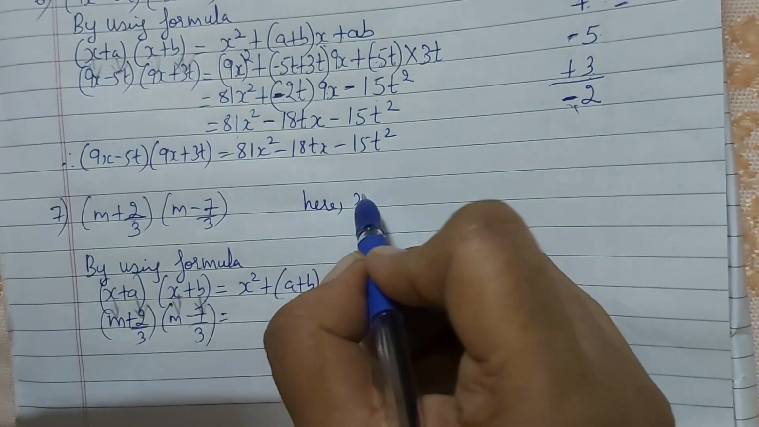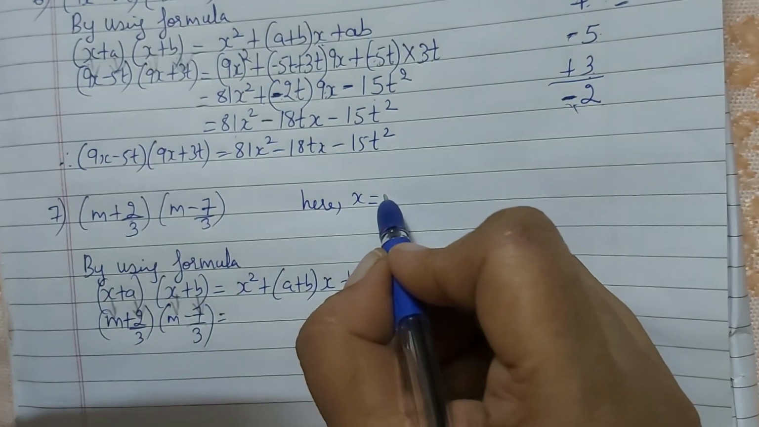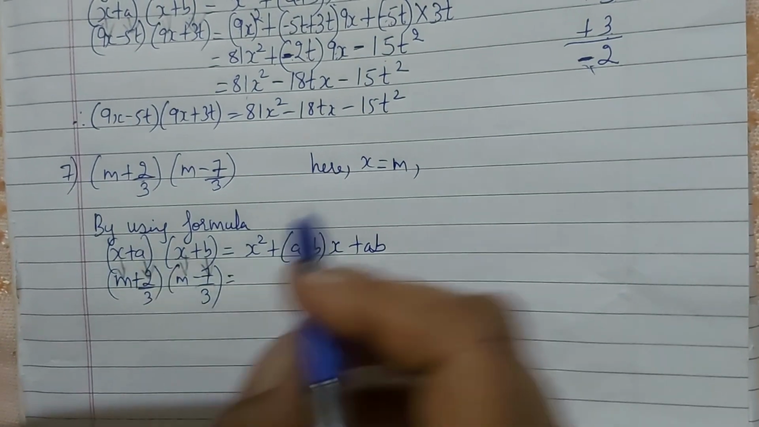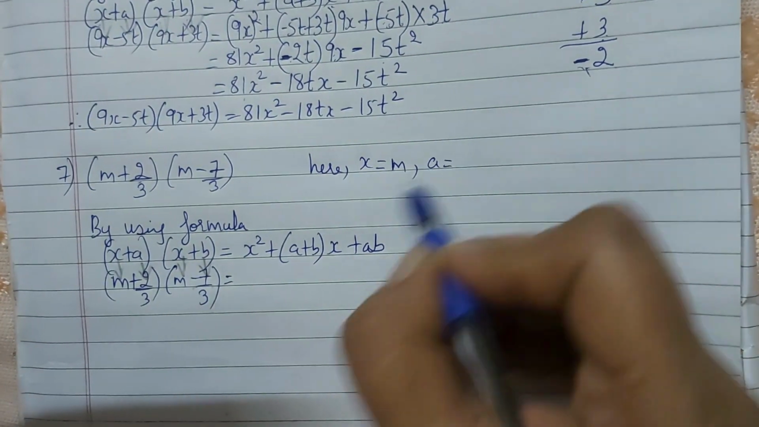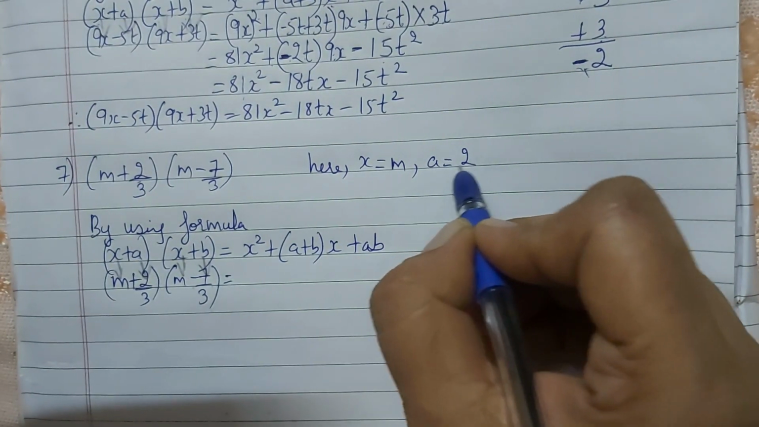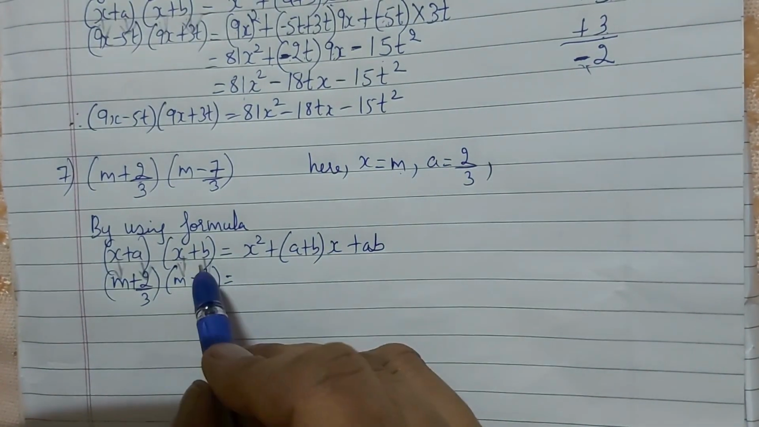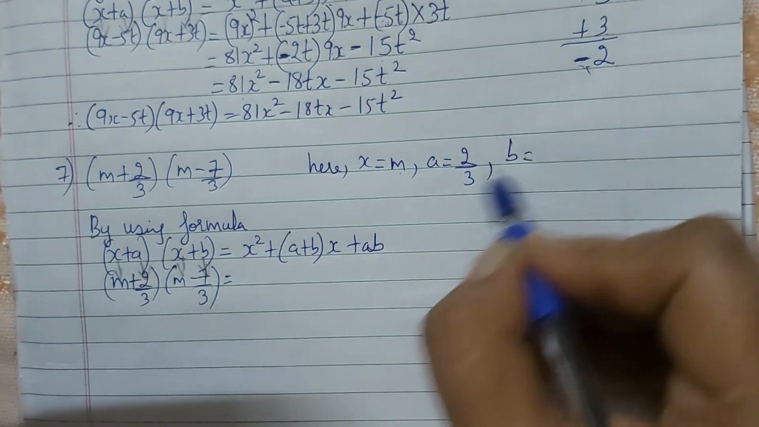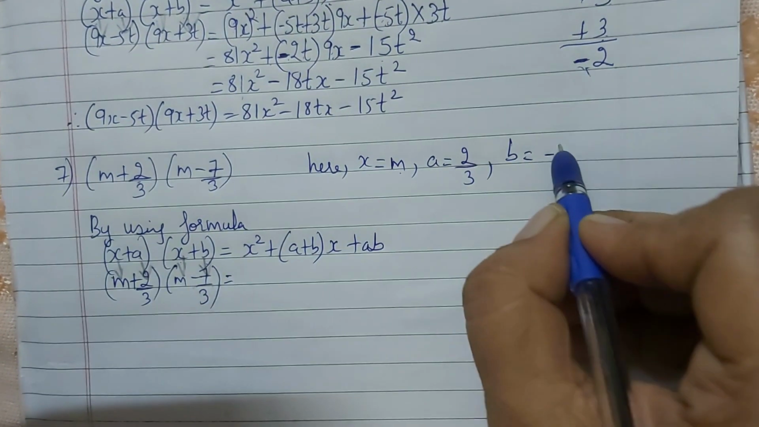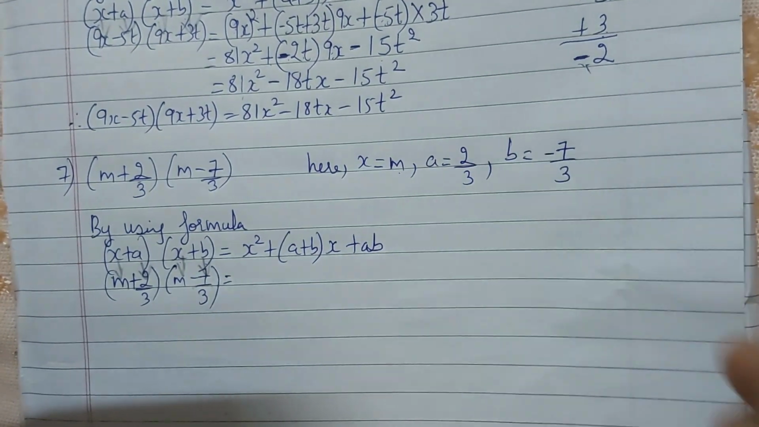x value is what? m, comma, a's value is what? 2 upon 3, comma, x value we have written m. b's value is what? Minus 7 upon 3. So minus 7 upon 3.